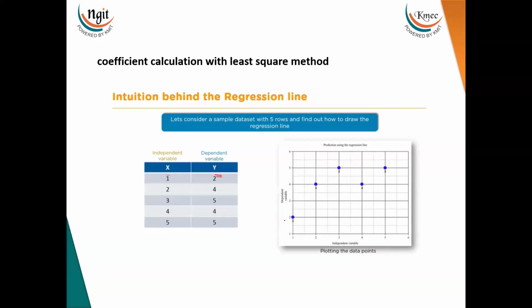For 1, the y variable is 2. So that's why we are plotting here. And for 2, it is 4. We have plotted here. And for 3, it is 5. For 4, it is 4. For 5, it is 5. So in this way, we are going to plot the data points. And this we are going to predict using the regression line.